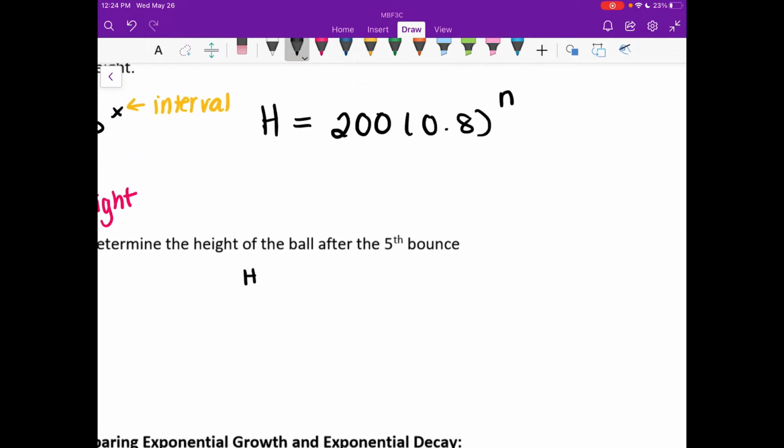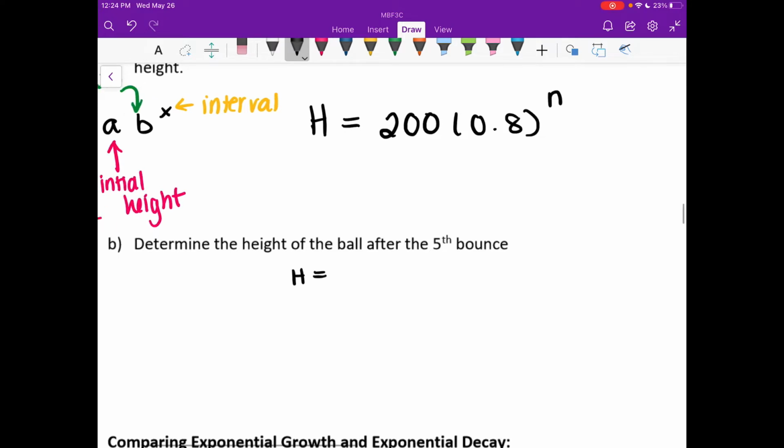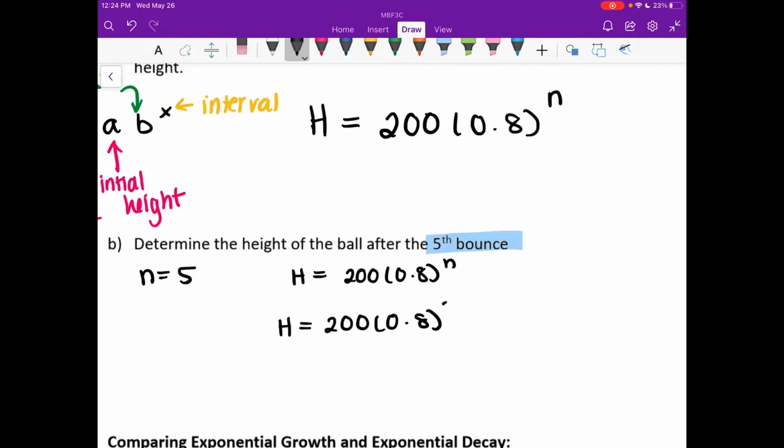So I know the initial height is equal to 200. I like to always write in my equation first. Here n represents the number of bounces, and we're trying to find the height after the 5th bounce. So we know that n is going to be 5. So let's figure out 200 times 0.8 to the power of n, which is 5. Always do the exponent first, so always do 0.8 to the power of 5.